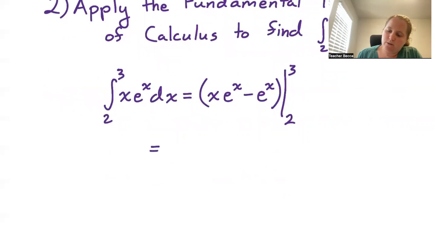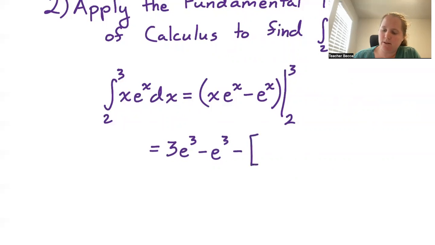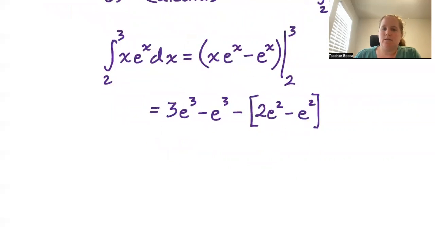So this becomes 3 e to the 3 minus e to the 3, plugging in 3. Then we will subtract off in brackets 2e squared minus e squared. So we are looking at 2e cubed minus e squared. And that is our definite integral.